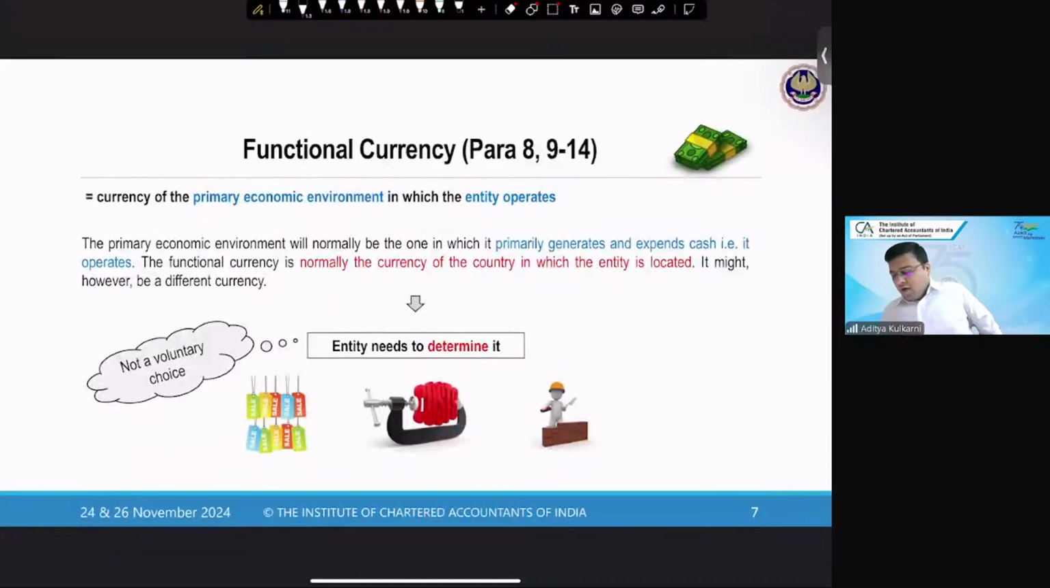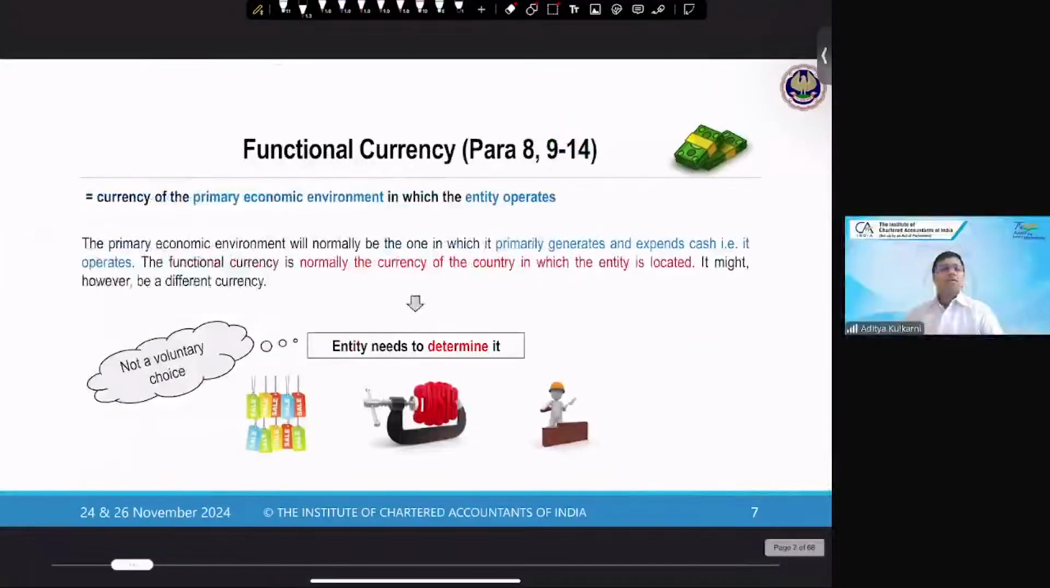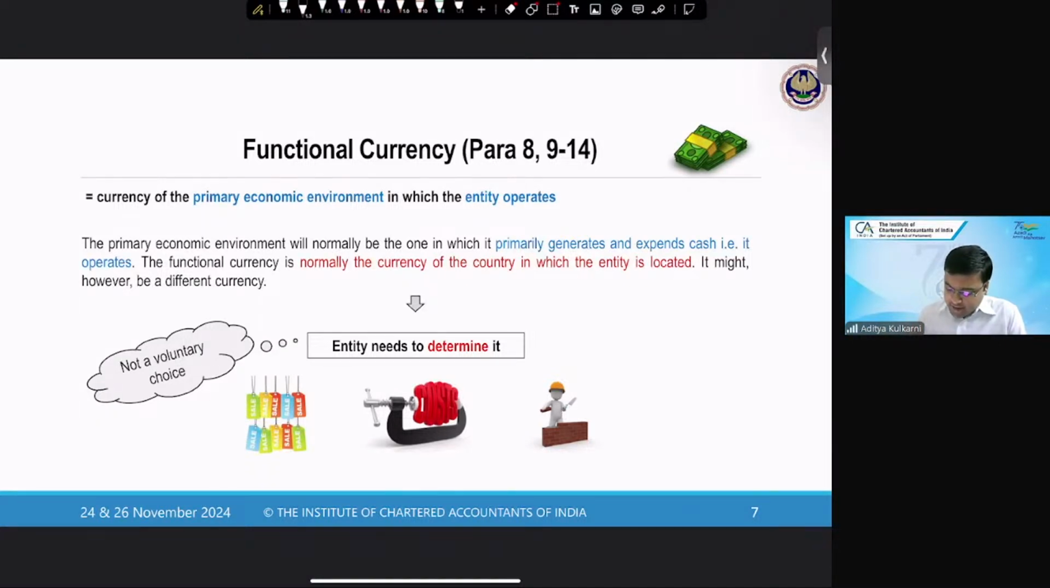Okay. So now we come to the most important part of our discussion. Today, I believe at least the first half until the break, we will be spending a considerable amount of time on understanding what we mean by functional currency. What do we mean by functional currency? Primarily, your functional currency is the currency of the primary economic environment in which the entity operates.